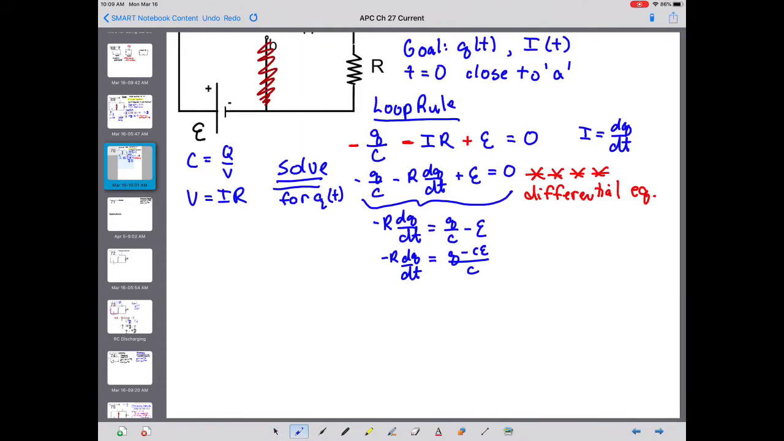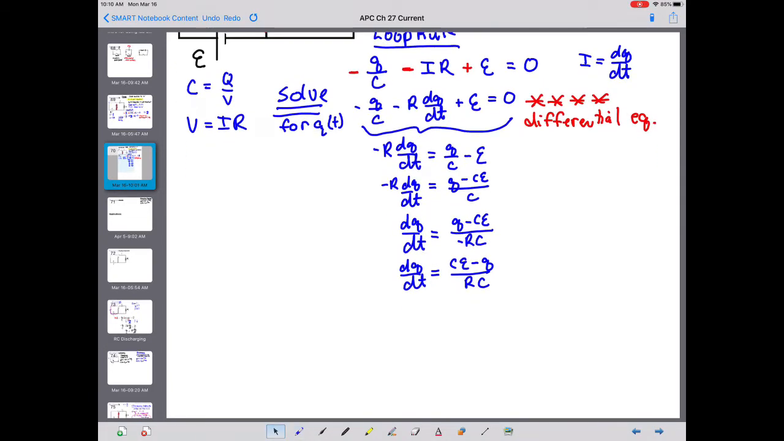Now, I'm going to throw the R onto the other side and also the negative. So dq/dt equals q minus C EMF over negative RC. I'm going to get rid of that pesky negative by just moving it up top. So then I'll have C EMF minus Q over RC. Now, we've got the Q on one side and the dq on the other side. So a little bit of algebra here.